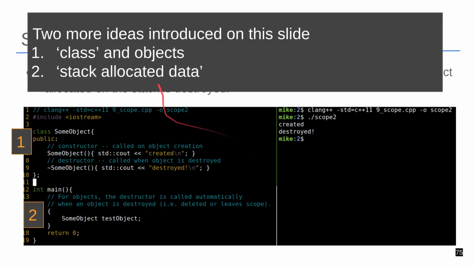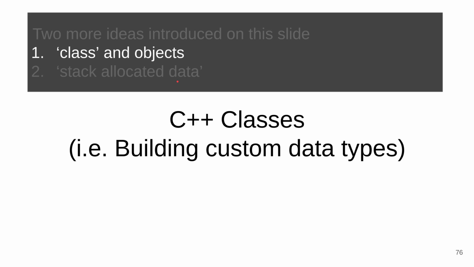Okay. So two ideas introduced on this slide: what a class is and objects, and then stack allocated data. Again, a lot of ideas here, so let's just try to break it down a little bit more. And again, by week around 3, these will start making much more sense once we get to practice. But again, I want to give you the high-level overview.